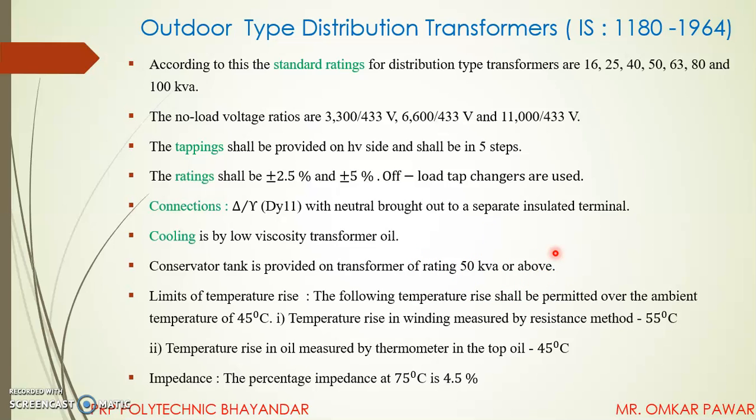Limits of temperature rise. The following temperature rise shall be permitted over the ambient temperature of 45 degrees Celsius. The temperature rise in winding measured by resistance method is equal to 55 degrees, so it will not exceed this temperature, and the temperature rise in oil measured by thermometer in the top oil is 45 degrees Celsius. The percentage impedance at 75 degrees is 4.5%.